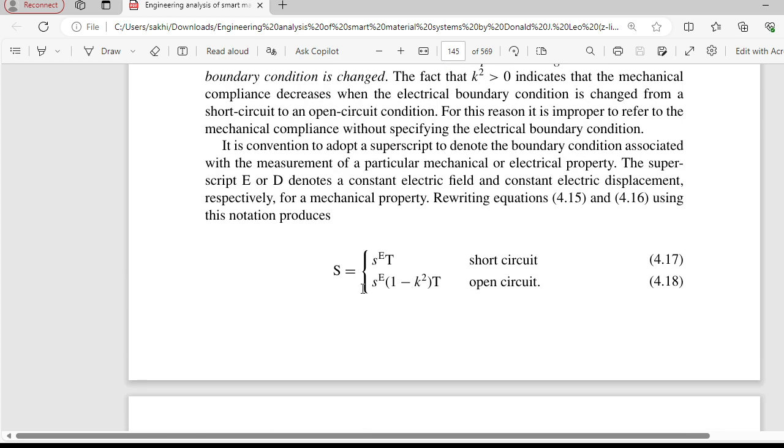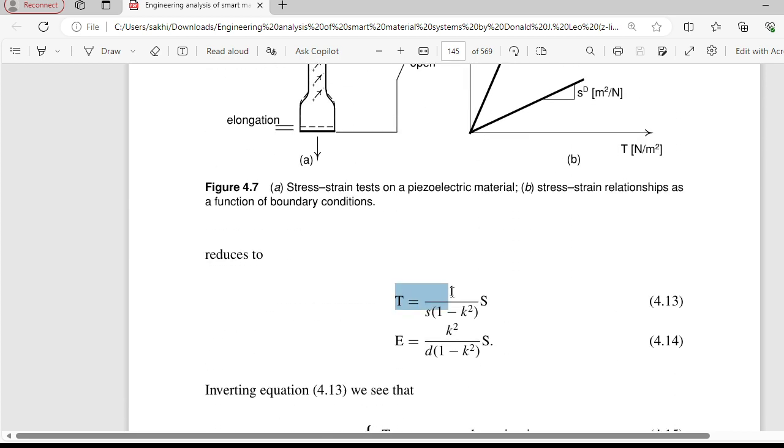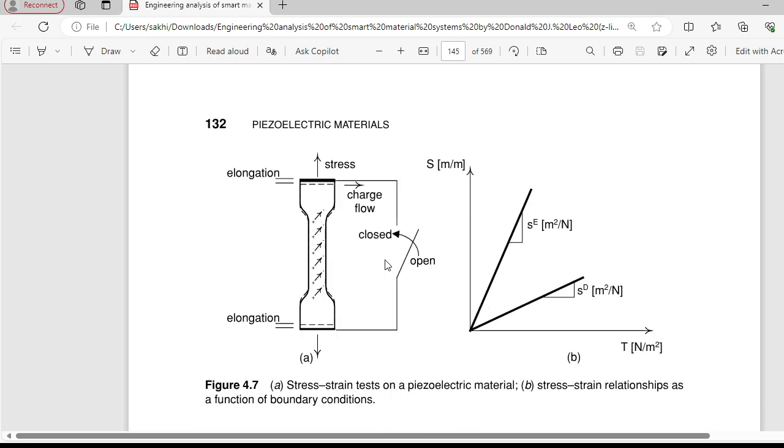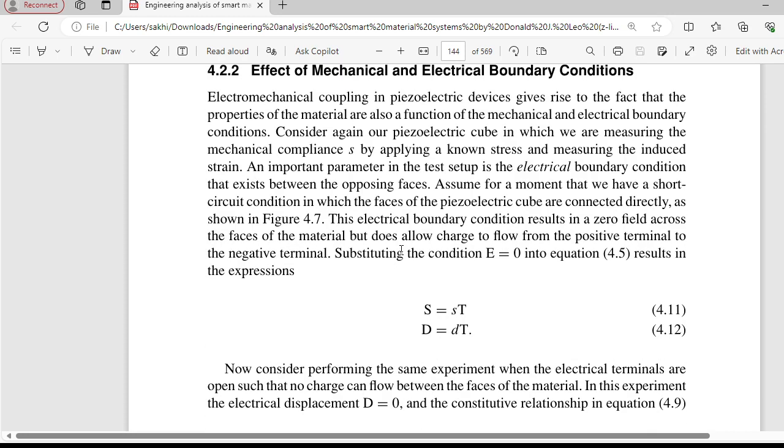So we have seen this: S equal to s^E T for the short circuit condition, when electric field is zero, and here, by a printing mistake, it is s^D, not s^E, remember that. And this is for the open circuit condition when electric displacement is zero. So here we derived this. This is the complete video.